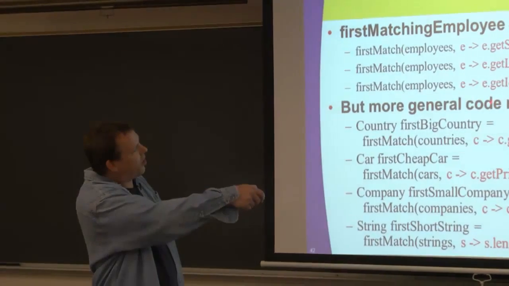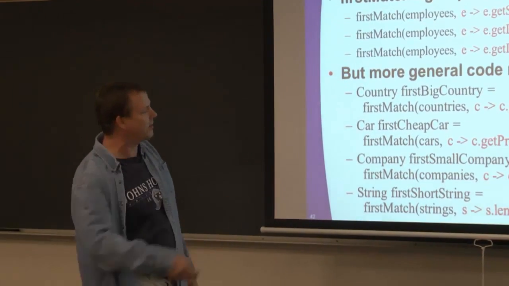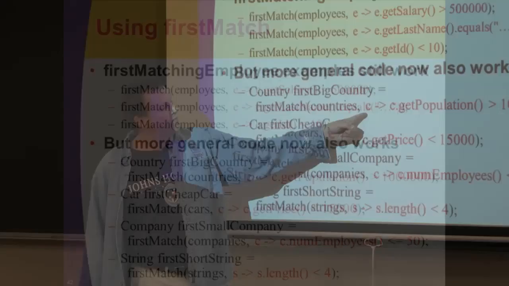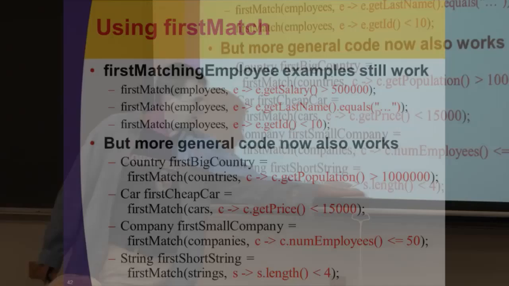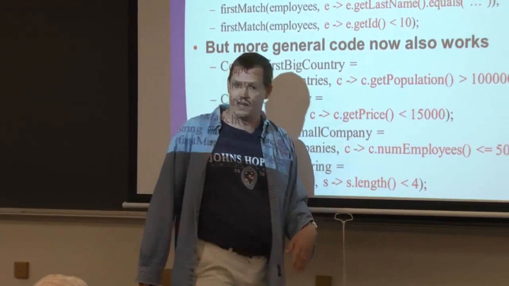And so, of course, all the old code still works, but now some other things work as well. Pass in a list of countries. Find the first country whose population is greater than this. Pass in a list of cars. Find the first car whose price is less than this. Pass in a list of companies. Find in a list the first company in the list that matches this. Pass in a list of strings and find the first string that passes this test, and so on.